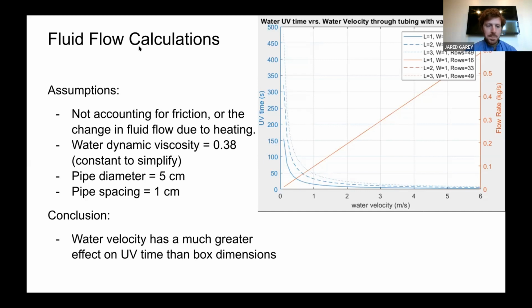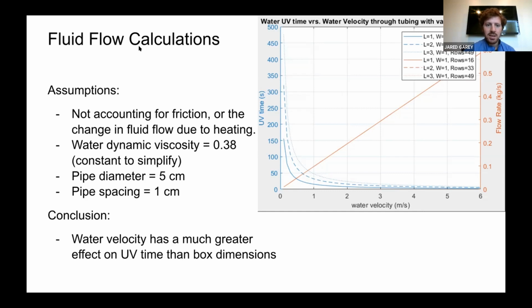And then we did all these calculations separately. For me, I assumed the pipe diameter was 5 centimeters and the spacing, meaning spacing between the pipe and the wall of the box and the pipes from each other, is 1 centimeter. And I used that to calculate things like how many rows of pipes would fit, and how long this path of water is.